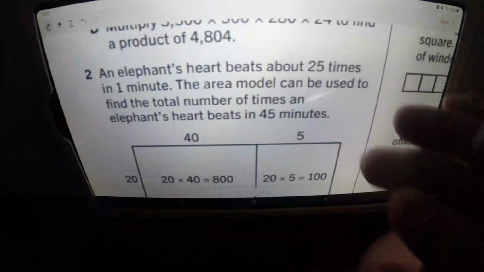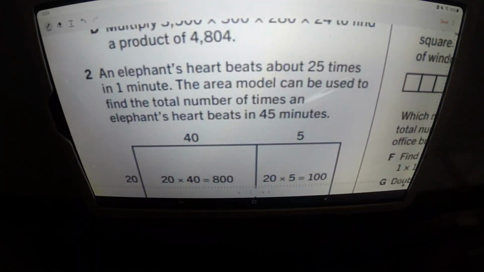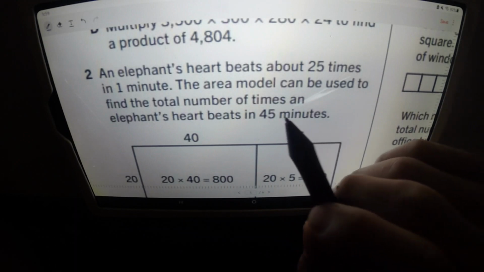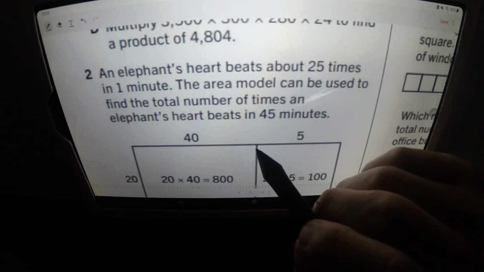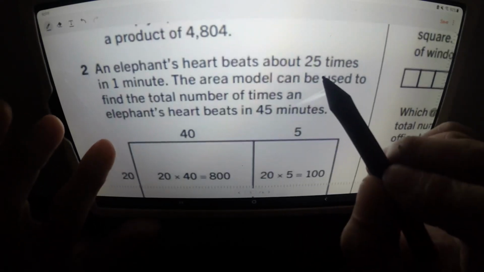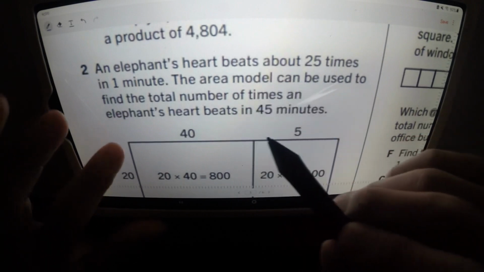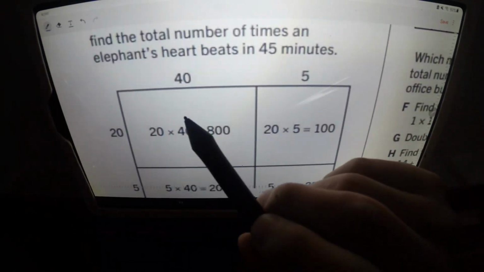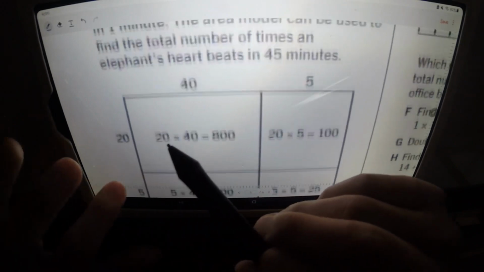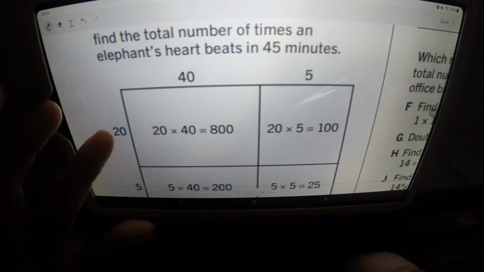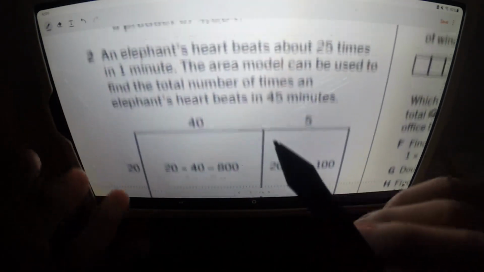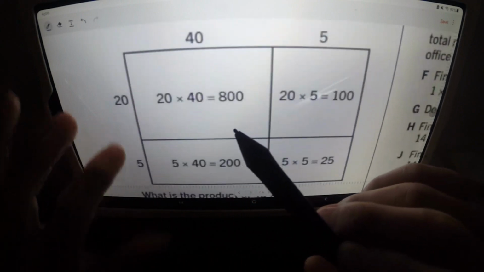Number 2. An elephant's heart beats about 25 times in 1 minute. The area model down here can be used to find the total number of times an elephant's heart beats in 45 minutes. So you see this 25 in 1 minute and 45. So here's 20. This is the 25. 20 plus 5 is 25, and then 45 minutes. So now let's go to the question.